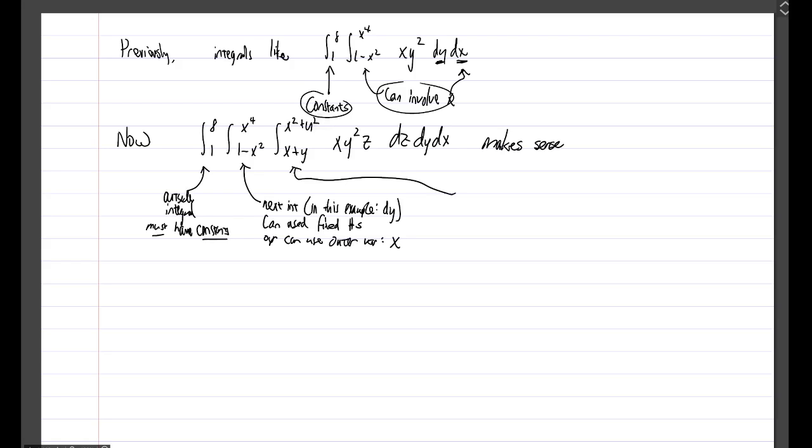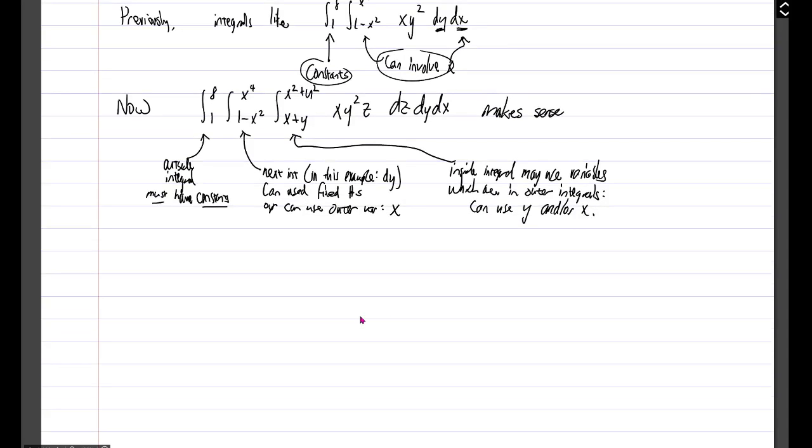Then the innermost integral, the inside integral, may use variables which are in outer integrals. So it can use y, can use x, can use either of these. So can use y and or x. And you see this here with both x plus y and x squared plus y squared.